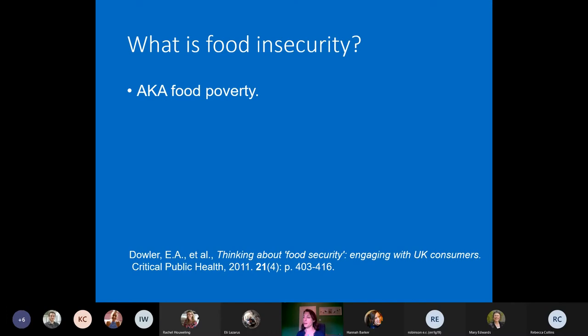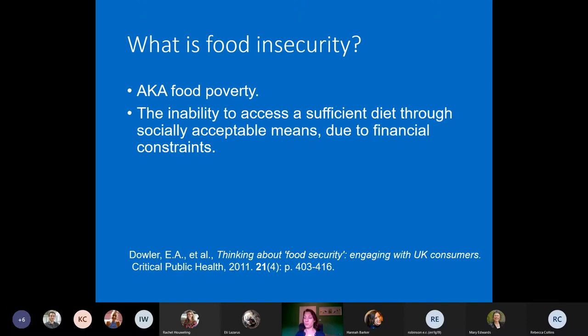Liz Dowler has been doing this area of research, again, stretching back to food deserts and the right to food, and then food insecurity. And it's also known as food poverty, so you might hear the phrase food poverty used instead. The technical version is, it's the inability to access a sufficient diet through socially acceptable means due to financial constraints. So in more simple terms, it's not being able to go to Tesco in the evening, or name your supermarket, and buy what you want for your evening meal.